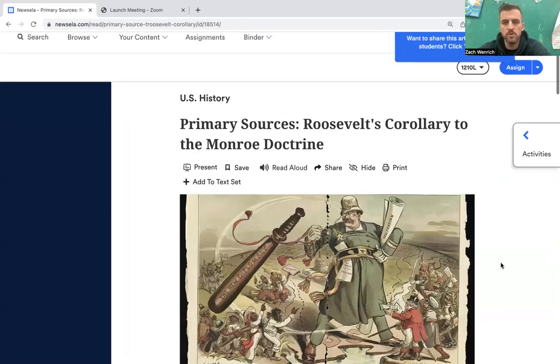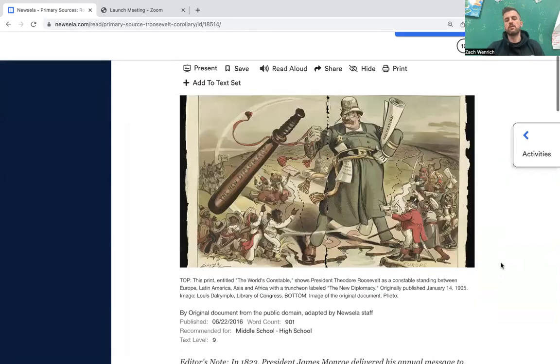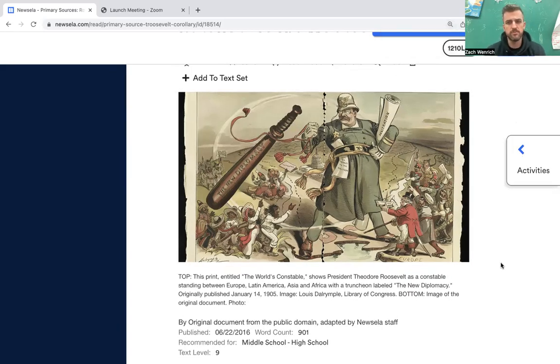So the primary source is the Roosevelt corollary to the Monroe Doctrine, and it really does represent that picture right there. And a lot of what we've done recently has been to do with pictures, whether it's yellow journalism, the political cartoons, Gilded Age stuff, that sort of thing. So this picture right here really does a great job of portraying Roosevelt's ideas about foreign policy, how to deal with other countries.